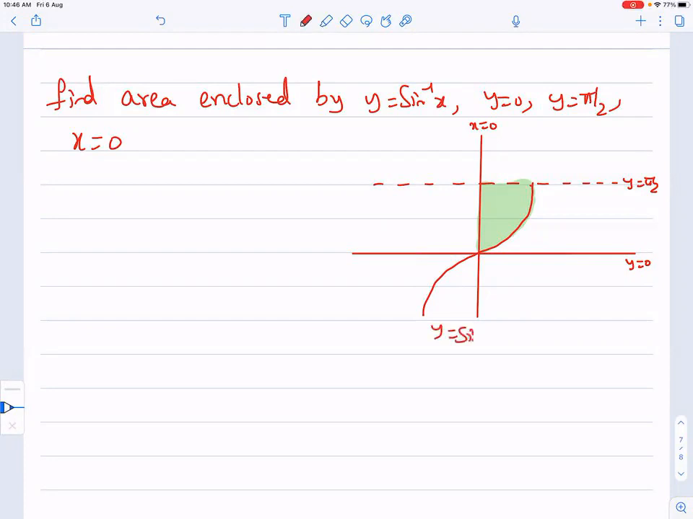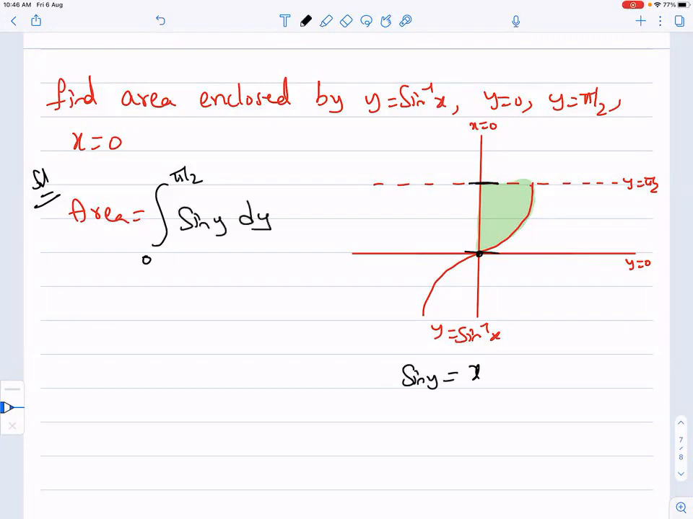What should be my area? Area should be equal to the integral of sin y dy from 0 to pi by 2. Correct. First of all, we should write the y values, from here to here. The y values are 0 to pi by 2, and x dy. First we need x from this: x is sin y. Sin y dy.